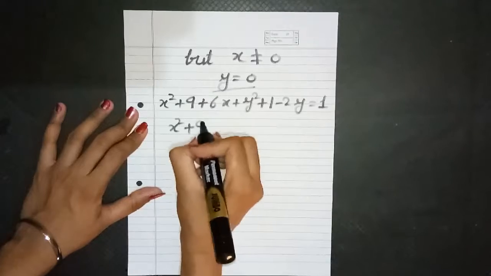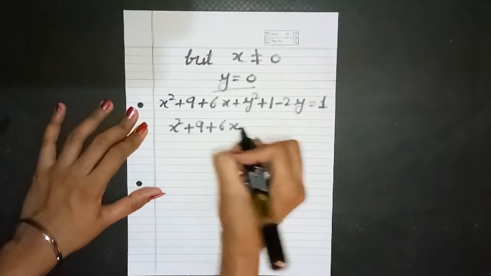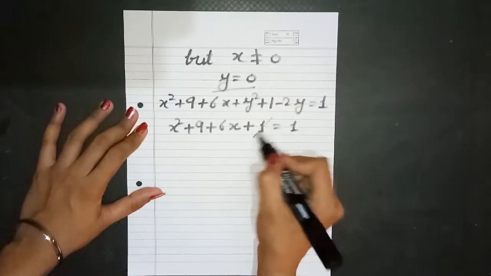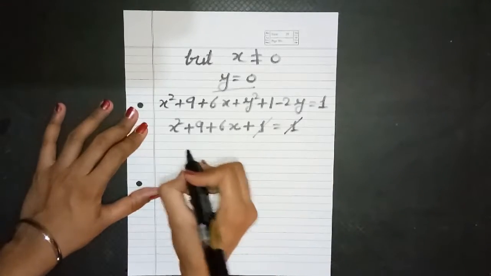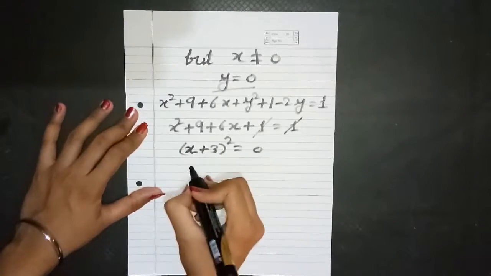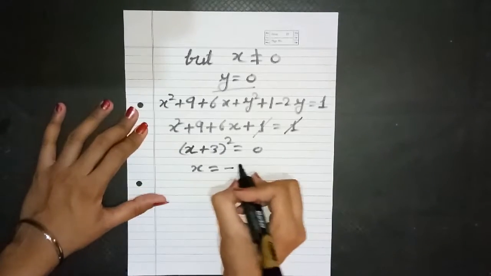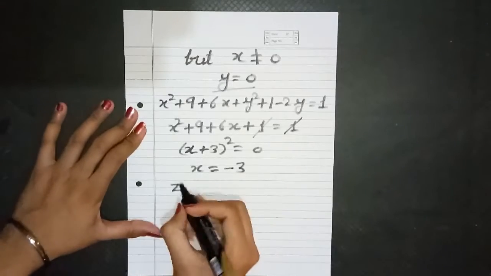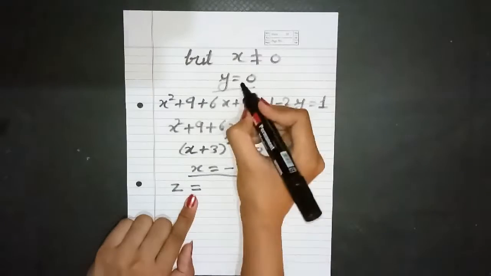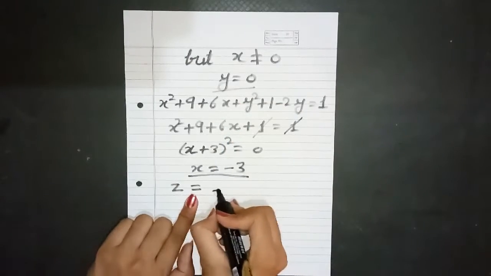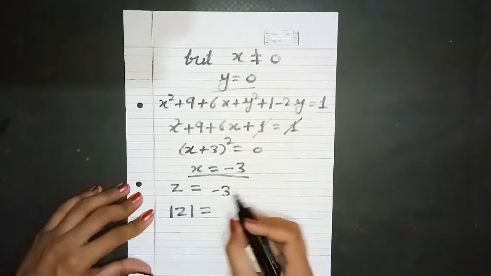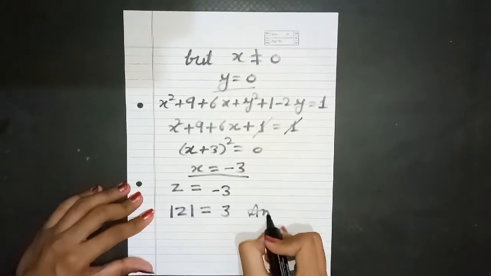We will get x square plus 9 plus 6x plus 1 that is equal to 1. 1 will get cancelled. So we have x plus 3 whole square that is equal to 0. This gives us x is equal to minus 3. Now we know that the imaginary part y is 0, then z is equal to minus 3 and modulus of z is equal to positive 3. So this is the answer.